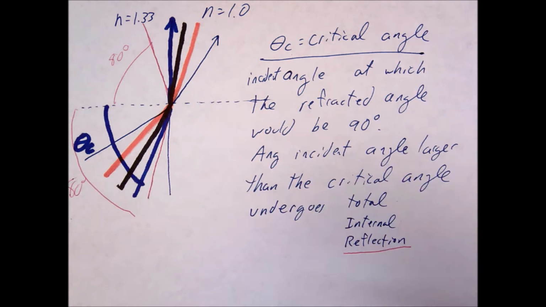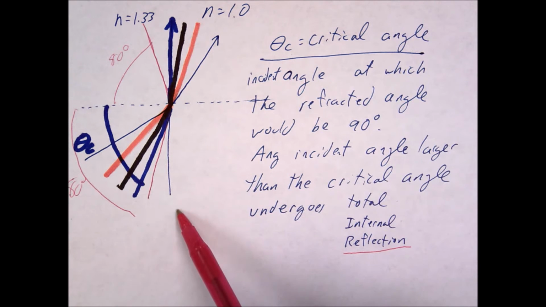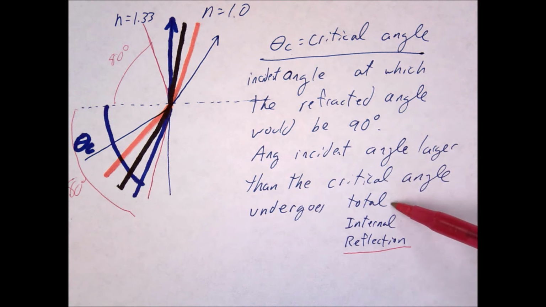When you look in a window, you can see your reflection in the window at the same time you can see through it. However, once you've reached this critical point and beyond, how much of it is going to be reflected? Total, which means 100%. No refraction happens, nothing. So that's where that word total comes from.